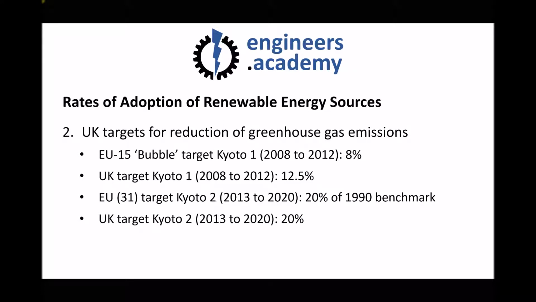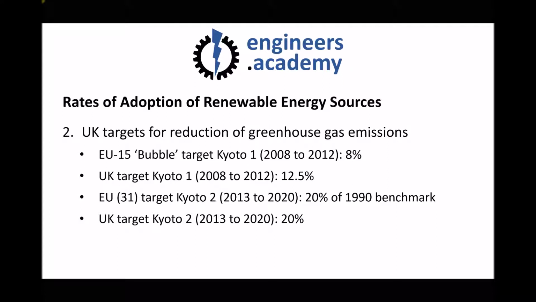So the EU target in Kyoto 2, or the second round, between 2013 to 2020 is 20% of the 1990 benchmark. Bearing in mind we've already achieved the 8% against that benchmark. And the UK target between 2013 and 2020 is also 20%. All of the countries this time have been given equal responsibility. Now you'll notice that the number of countries involved has now increased to 31. So we can see that a lot more countries are becoming actively involved in reducing their carbon dioxide emissions.